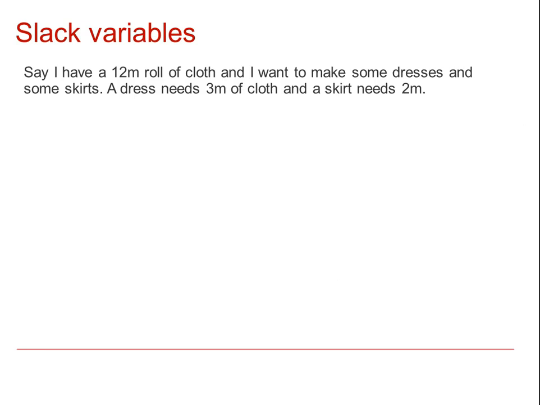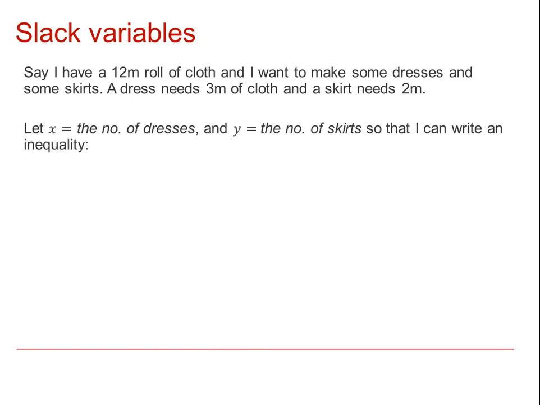So I've got 12 meters of cloth and I want to make some dresses and some skirts. A dress needs 3 meters and a skirt needs 2 meters of cloth. Well, we can, as usual, express this using variables. So if x is the number of dresses and y is the number of skirts, then we can write that 3x plus 2y must be less than or equal to 12. Obviously, we also have the constraints that x must be greater than or equal to 0 and y is greater than or equal to 0.